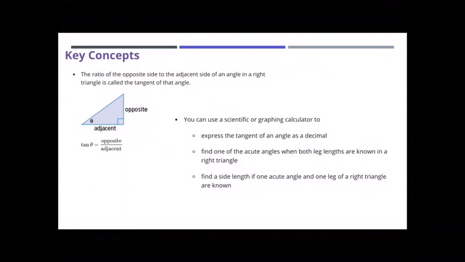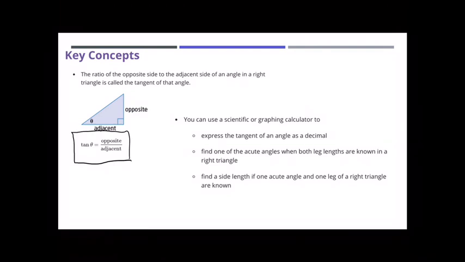Key concepts: the ratio of the opposite side to the adjacent side of an angle in a right triangle is called the tangent of the angle. So this is what we need to know. The ratio, the fraction of opposite divided by adjacent, is the tan. And you can use a scientific or graphing calculator to express the tangent of an angle as a decimal.